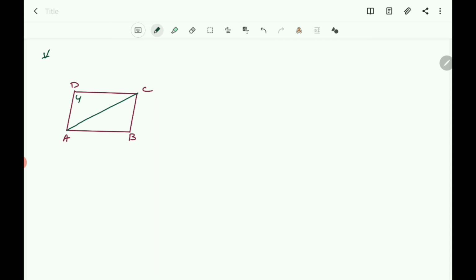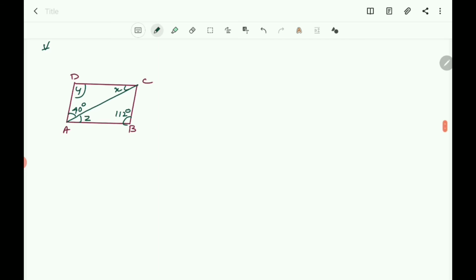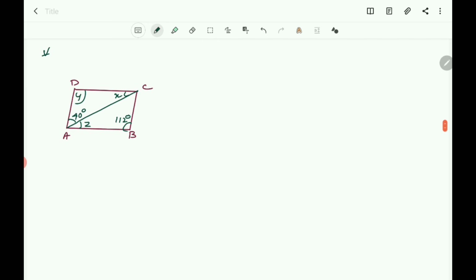Angle D is shown as y, and the angle DAC is 40 degrees, and angle CAB is shown as z, and angle B is 112 degrees, and this is angle ACB shown as x here. Now here angle B is given, so angle D must be equal to angle B, so y must be equal to 112 degrees, and x and z must be equal here because they are the alternate angles.